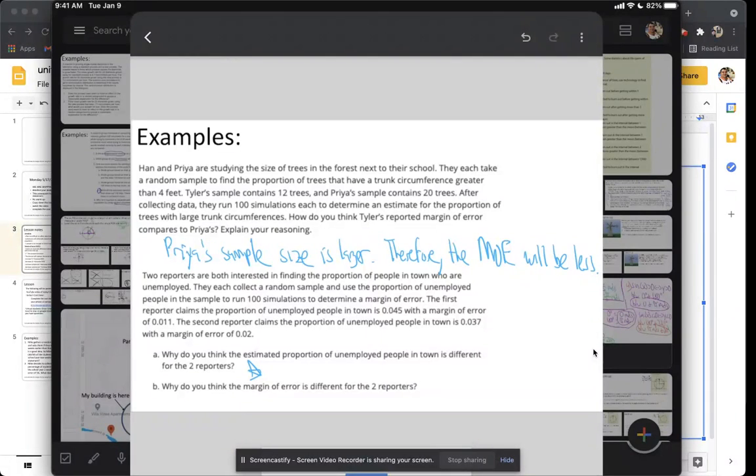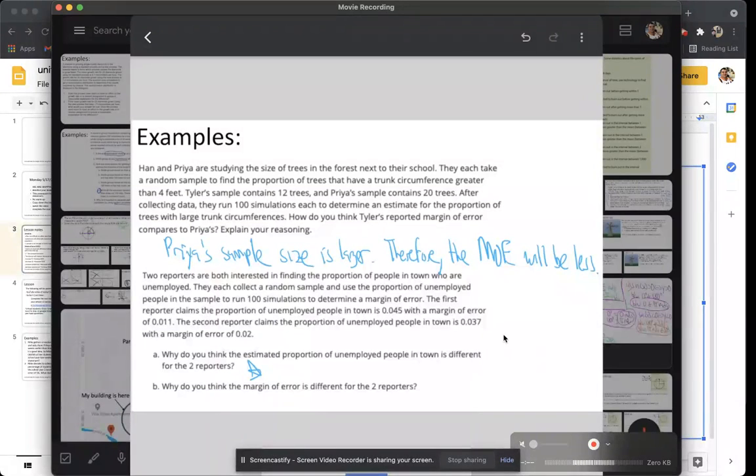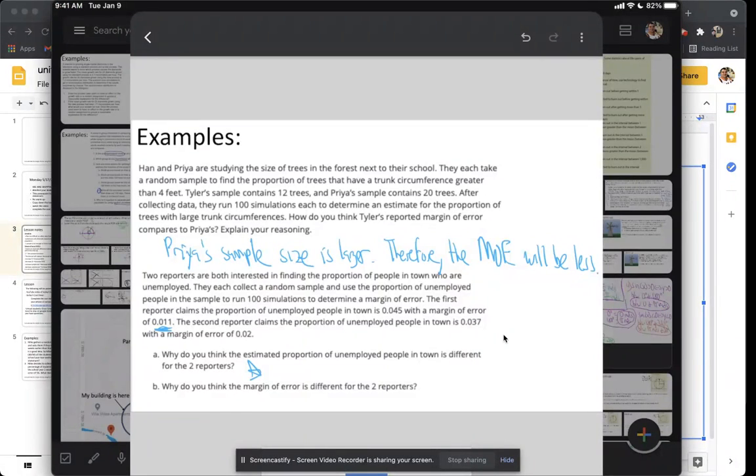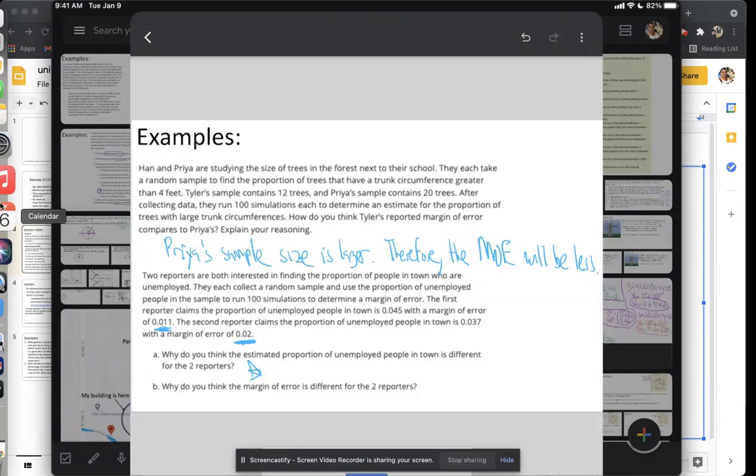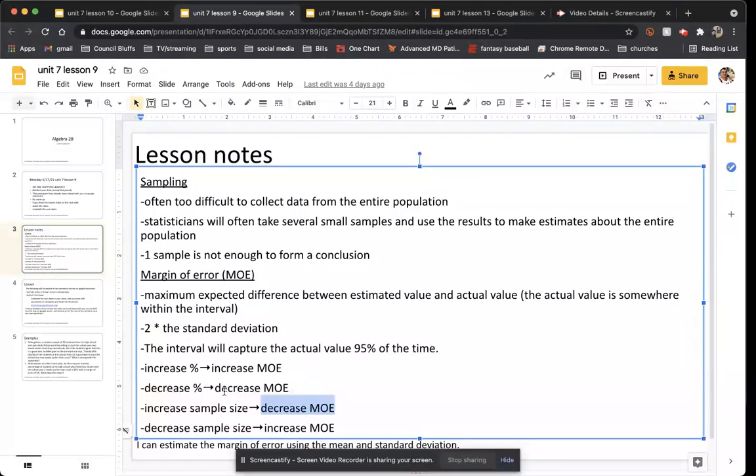Why do you think the margin of error is different for the two reporters? Okay, so the one reporter had a margin of error of 0.011, and the other reporter had a margin of error of 0.02. So this one was higher. The 0.02 is higher than 0.011. Going back to the last question, it could have to do with sample size.